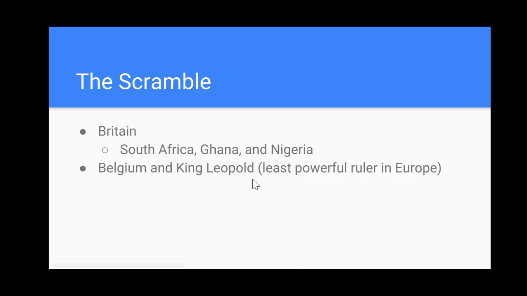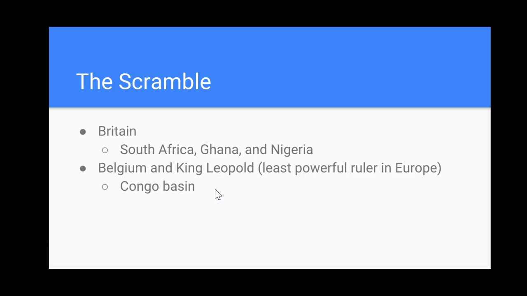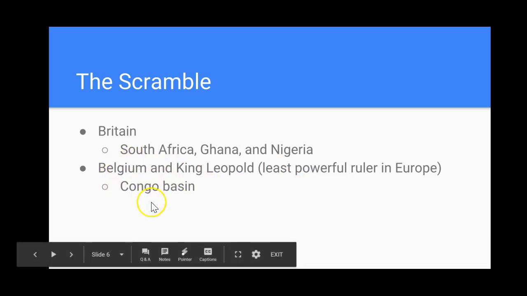He is actually a really terrible guy. He happens to be, at this point in time, the least powerful ruler in Europe, but he does lead a very well-established European country in Belgium. Okay, and what he does is, even though he's not very powerful, he kind of sees what's going on in Europe and he wants to stake his claim. So he takes the Congo.